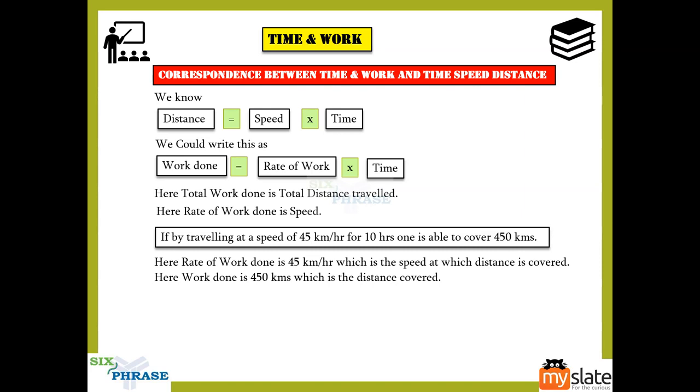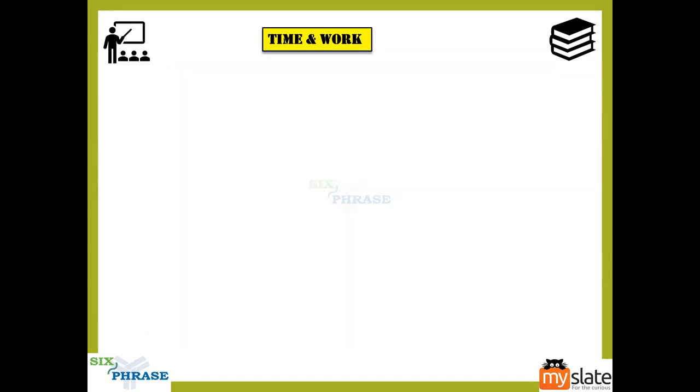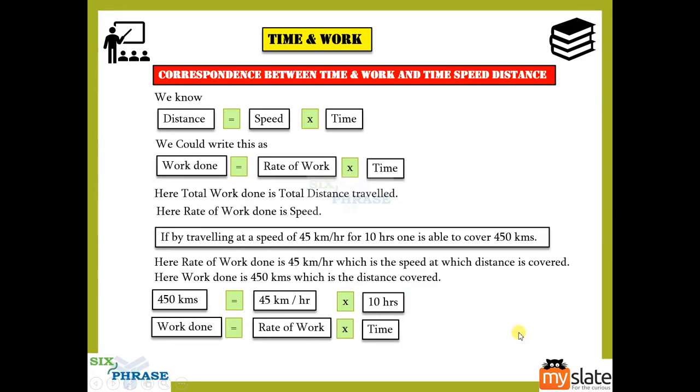Okay, so what is the achievement? What is the achievement that you've done? You've done 450 kilometers. You covered 450 kilometers. That is the work. Okay, so that is the work done. So you could put it in the formula like this, guys. If you put it in, this is no more distance equal to speed into time. This has become work done is equal to rate of work into time. Now this is how you have to understand that time and work and time, speed, distance is born out of the same basic equation.